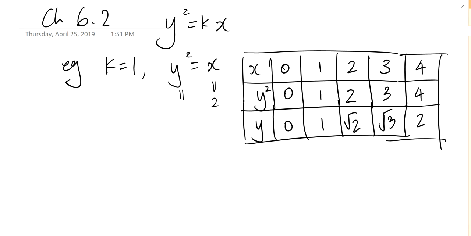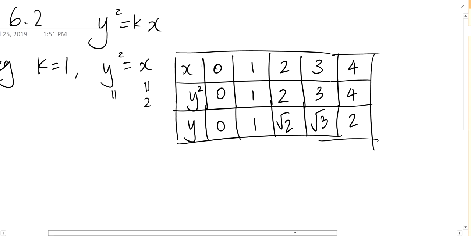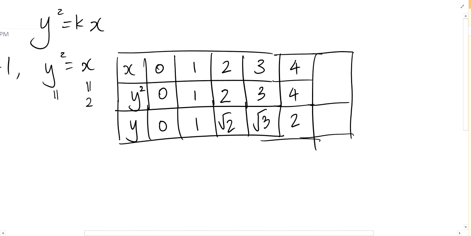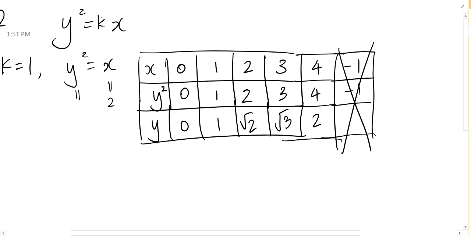Okay, decent. Can x take negative values or not? Let's try negative values. Let's say x equals negative 1. What is y squared? Possible or not? Can x take negative values? Cannot. x is only positive. And what is the smallest value of x? 0. No matter what I do for k over here, whether k is... oh, never mind, I don't want to go there first. So right now, let's try to sketch this.